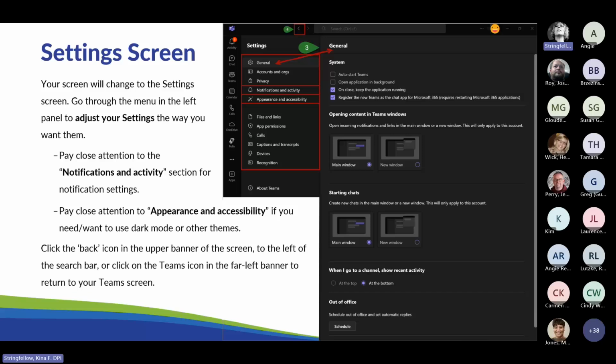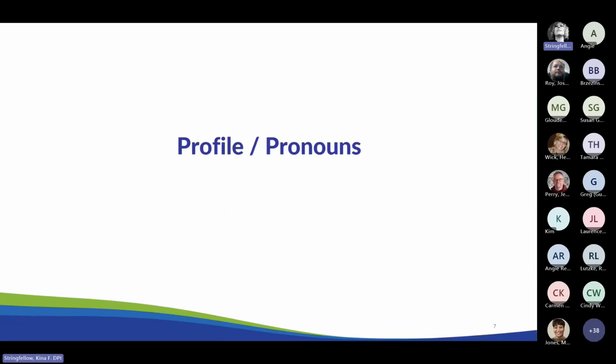When your settings are all taken care of the way that you want them to be, you're going to want to get back to your main screen by clicking the back button, which is kind of on the left side of the search bar, or you could click the Teams icon in the far left corner, or you could also click on the Teams button in that left side icon panel. So that's where your notifications live.